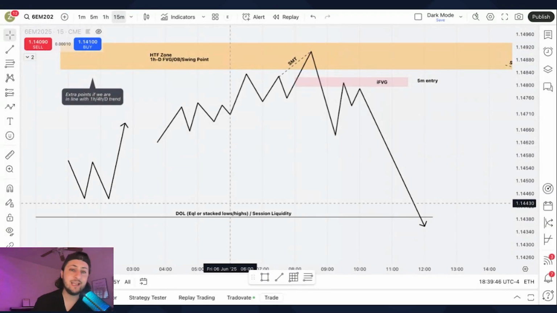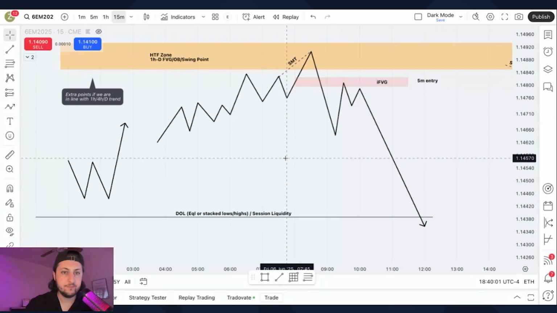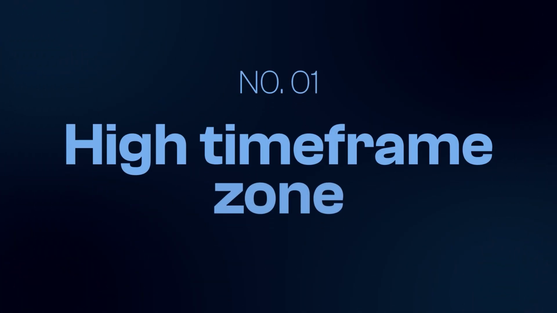Now, again, these are just levels. So you could actually look for reversals at these levels in certain cases, and you could use them as directional targets, where the market is going to pull towards to take out those obvious stop orders. So that's step 3. So let's just go over what we have so far. Number 1, high time frame zone.